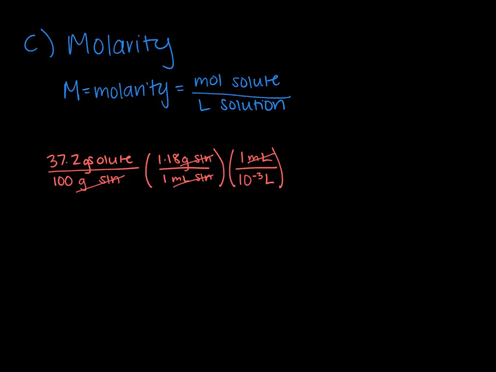Now we want to convert our grams of solute to moles, so we'll use the molar mass of HCl. There's 1 mole per 36.5 grams of HCl. This cancels out the grams on the top. Our answer comes out to be 12.03 molar.